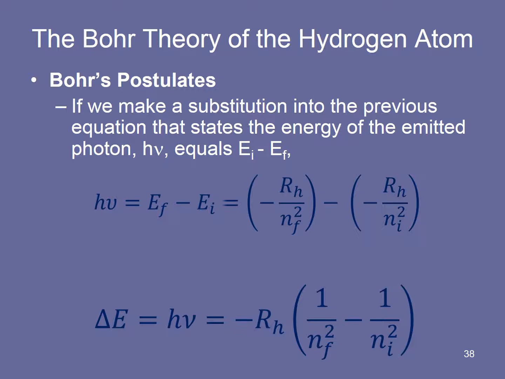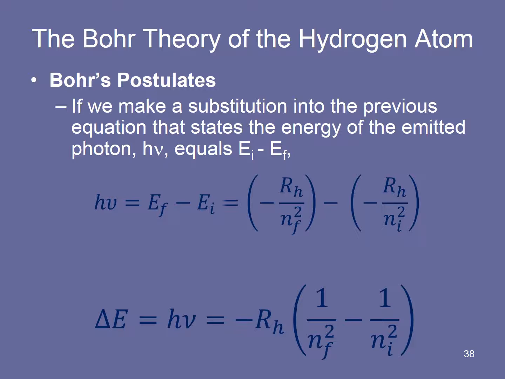You won't have to derive this equation. I'm just showing you that when we make those substitutions, plugging in negative R_H over n_f squared for E_f, and the other one for E_i, and rearrange it, we get this equation right here, which is a really good equation to know. So delta E, the change in energy, which equals h nu, is equal to negative R_H, and remember that's just a constant, times this quantity, 1 over n_f squared minus 1 over n_i squared.